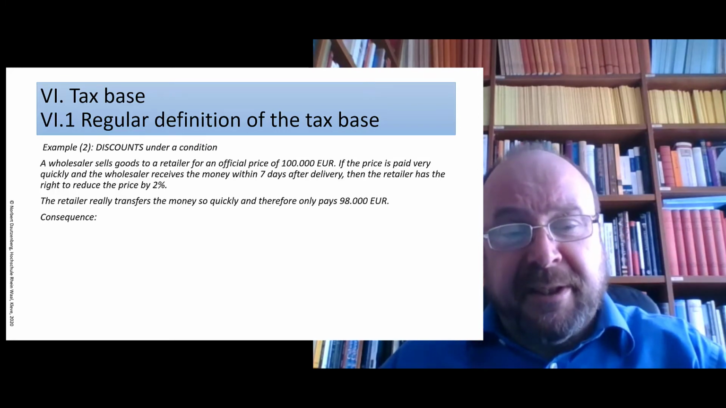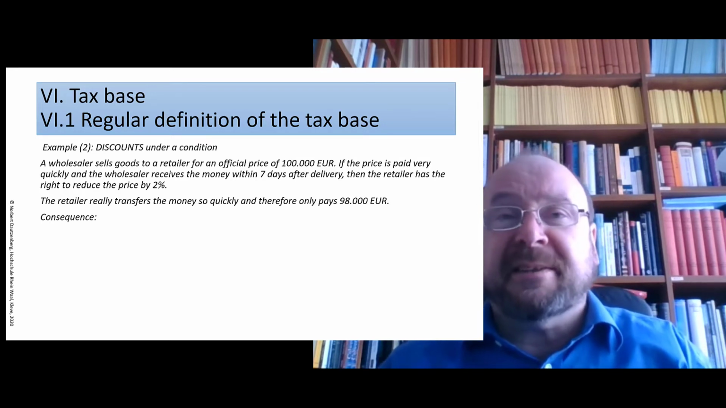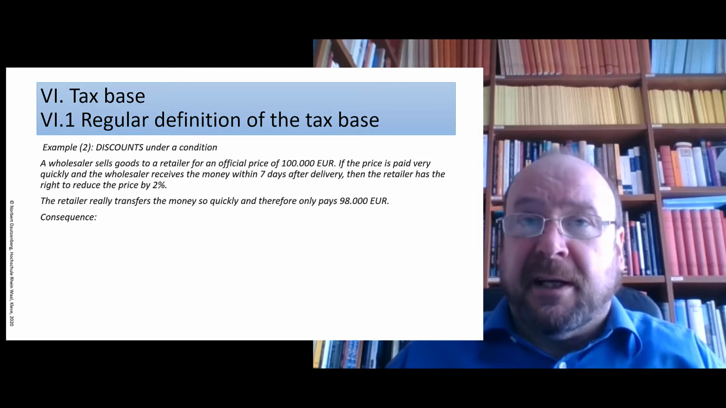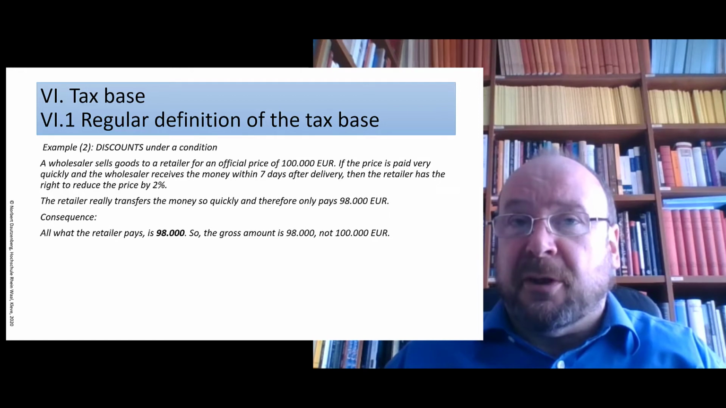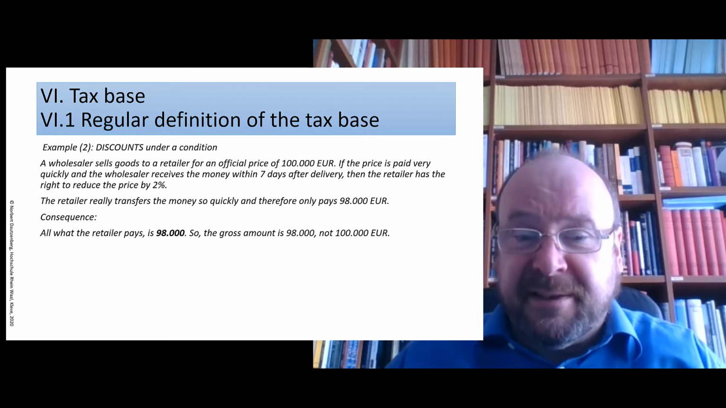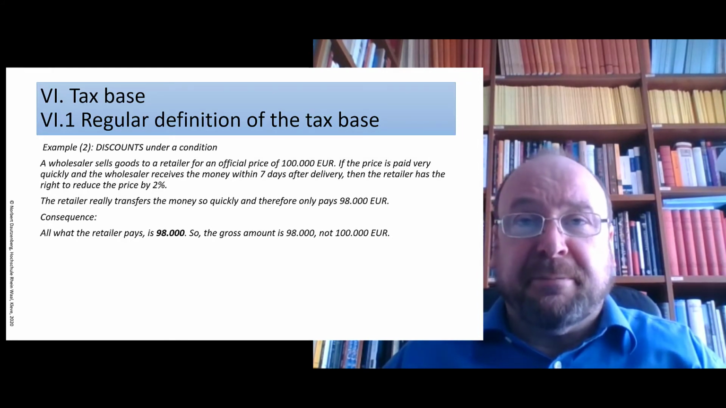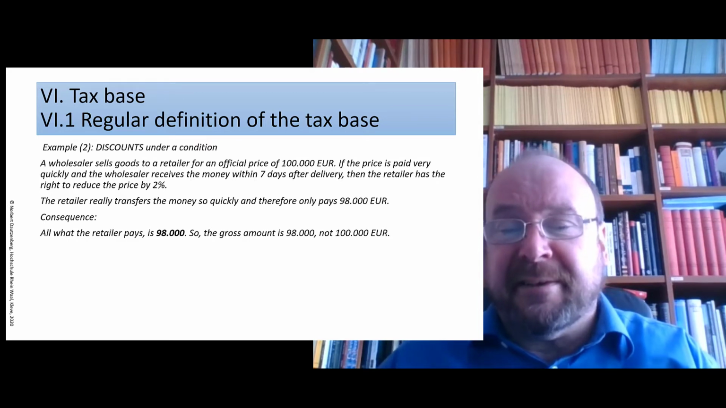So the retailer really transfers the money so quickly, pays quickly, and therefore only has to pay 98,000. In that case, ask the law again. The gross amount is all what the customer pays, and what the customer pays is 98,000. Originally 100,000 had been agreed, but in the end what the customer pays is 98,000.